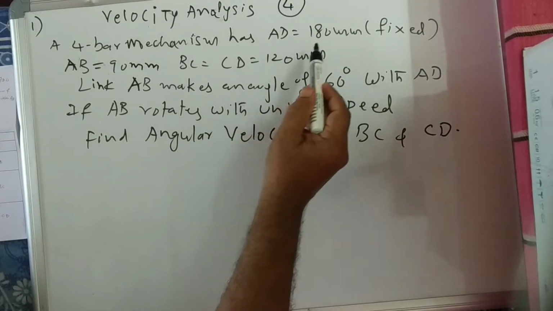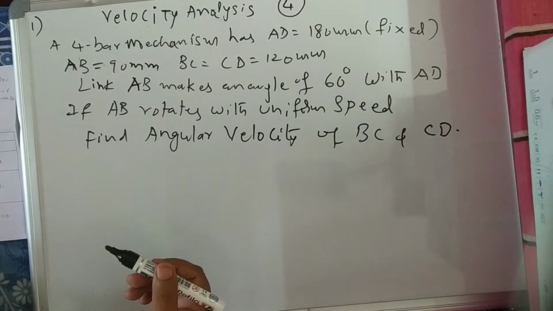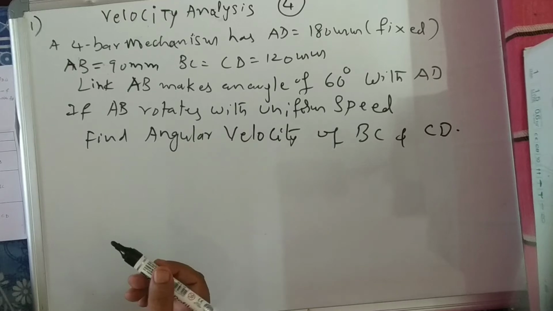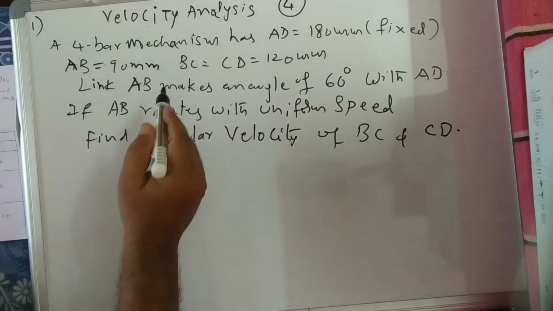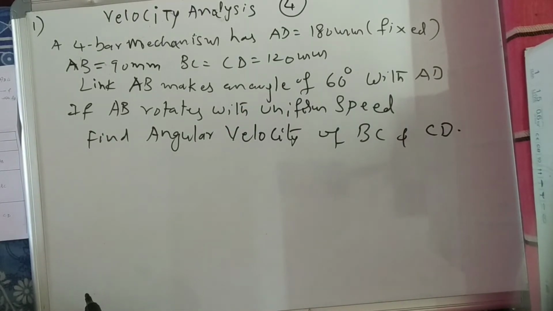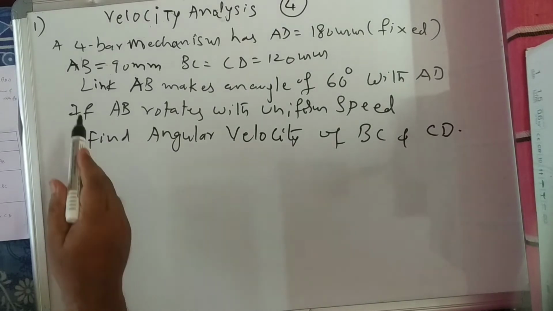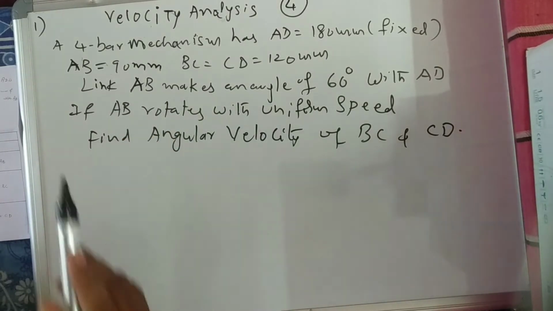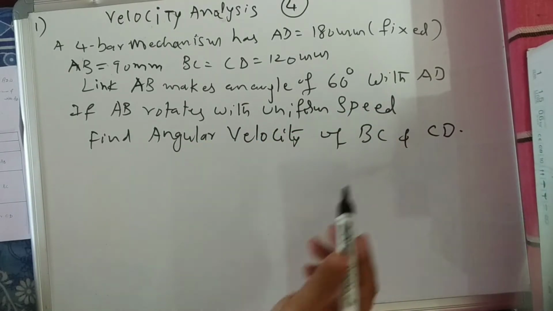So link AD is 180 mm. It is a fixed link. And link AB is 90 millimeters. Links BC and CD are 120 mm in length. Now it is given that at any instant of time the link AB makes an angle of 60 degrees with the link AD, because link AD is fixed.